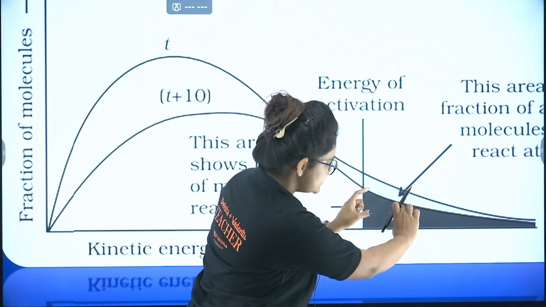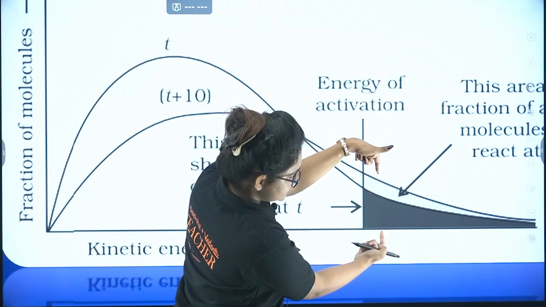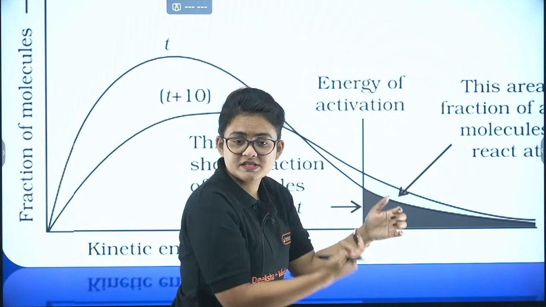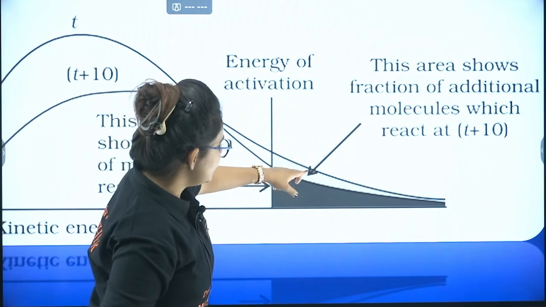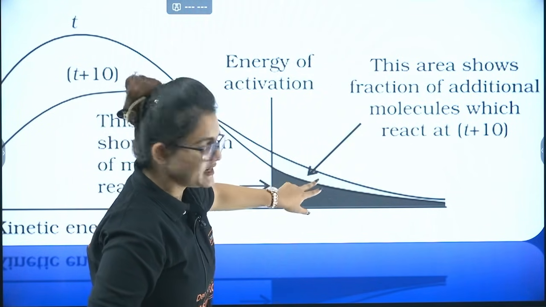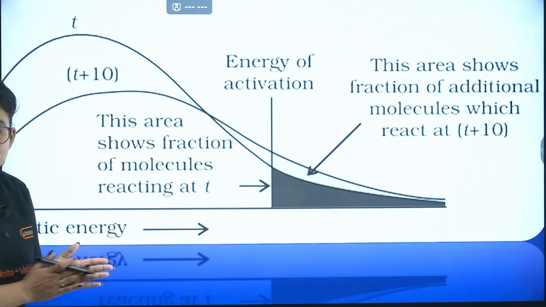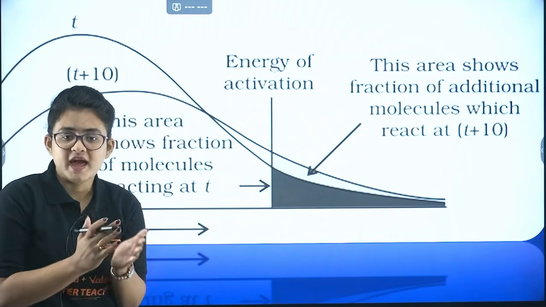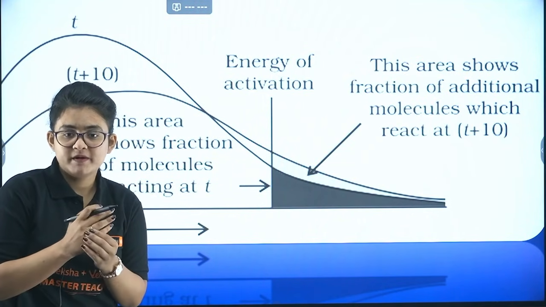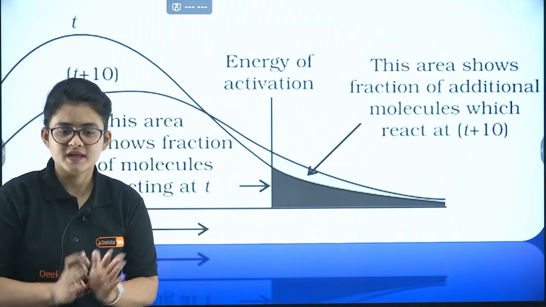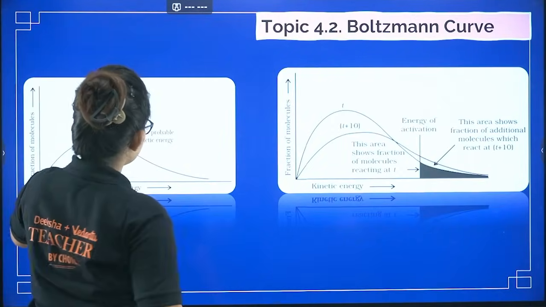The area, now it was this, now it is this much, right? Initially it was this much, now it is this much after raising the temperature by 10. So this area means these many more fractions of molecules get added. That's the reason it is proven that whenever you increase the temperature, the fraction of molecules that cover the energy of activation gap will be more. That is the Maxwell-Boltzmann curve. I guess it's clear to you now, right?